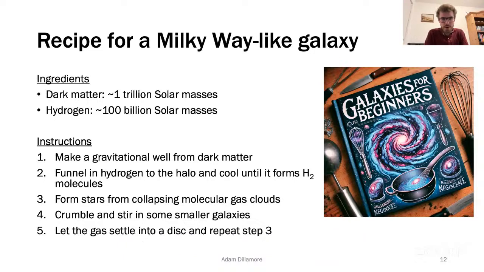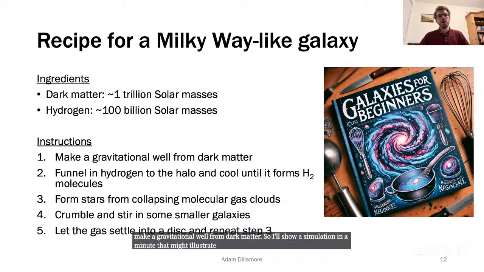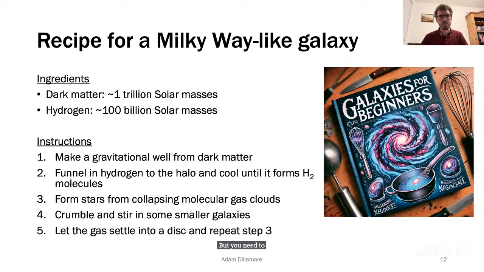So you have about 1 trillion solar masses worth of dark matter, which is an awful lot, and about 10% of that of hydrogen gas, which you need to make stars. So the first step is to make a gravitational well from dark matter. I'll show a simulation in a minute that might illustrate this better. But you need to make some sort of gravitational potential for stuff to fall in, for gas to fall in and then form stars.